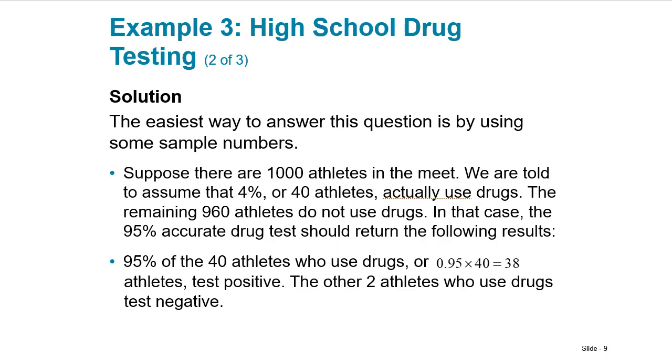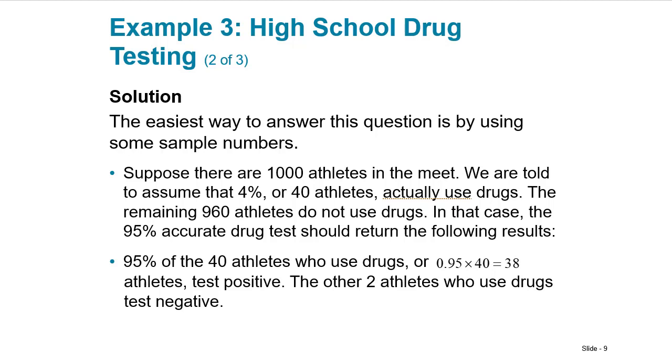You would think, 95%, only 5%, would be wrong, but it's all based on how many people actually do the thing that the test is testing for. So in this case, actually use drugs. So let's suppose there are 1,000 athletes in this meet, and we're told to assume that 4% of them, meaning 40 athletes, actually use drugs. And we would know this percentage just from historical data. The remaining 960 athletes don't use drugs.